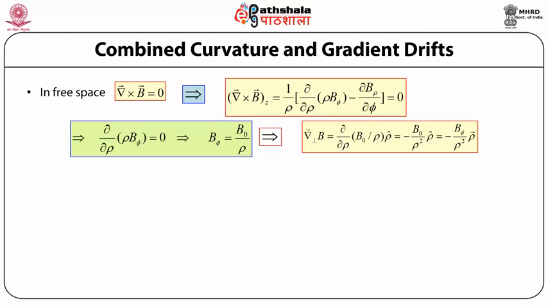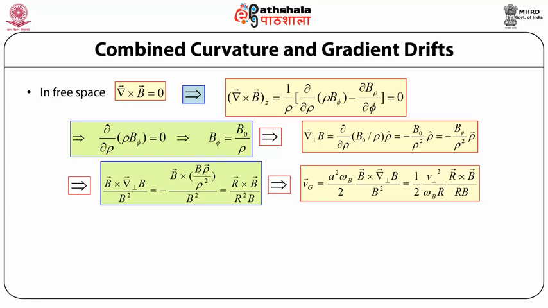Therefore, del perpendicular B equals del by del rho of (B naught by rho) into rho cap equals minus B naught by rho square into rho cap equals minus B phi by rho square into rho vector, which implies that B cross del perpendicular B by B square equals minus B cross rho vector by rho square divided by B square equals R vector cross B vector divided by R square B. Here we have used the lowest order solution, that is rho equals r, the radius of curvature.